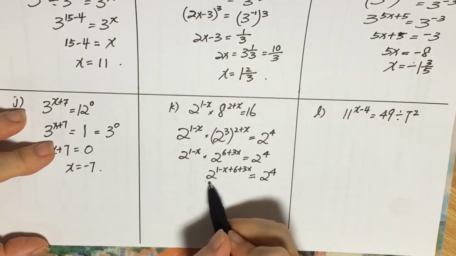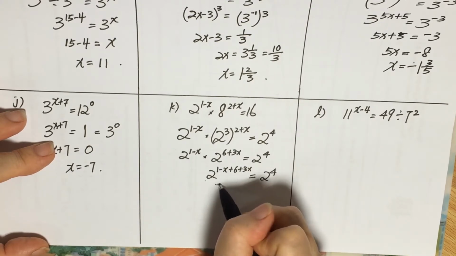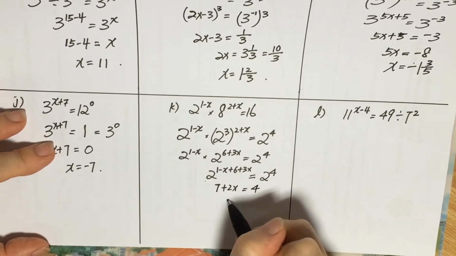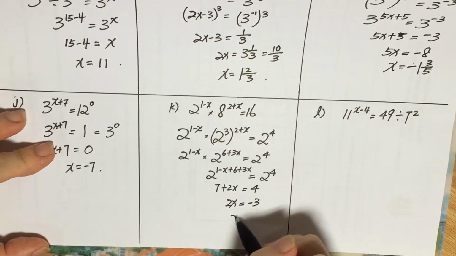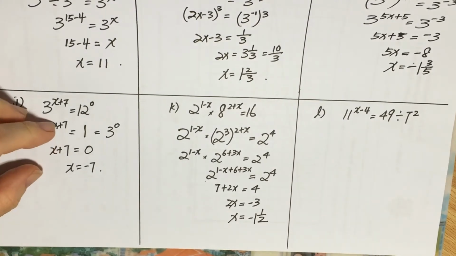Okay, these two having the same base, so the powers must also be the same. And so the power we can say is 7 plus 2x equals 4. So 2x is equal to negative 3. So x is equal to negative 1.5.